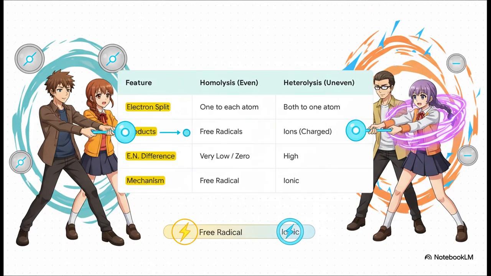This table just sums it all up perfectly, doesn't it? For homolysis, you get that even split which produces neutral free radicals. And this happens when there's a low electronegativity difference. For heterolysis, it's an uneven split creating charged ions, all because of a high electronegativity difference. And these lead to totally different kinds of reactions, free radical mechanisms versus ionic mechanisms.